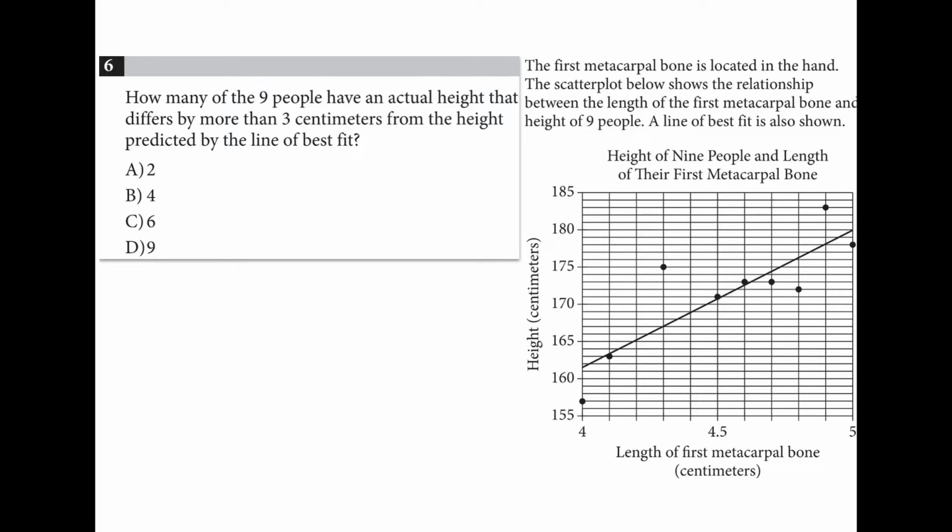How many people have an actual height that differs by more than 3 from the predicted height? So right here is a distance of more than 3, more than 3, more than 3, and more than 3. So the answer is 4.